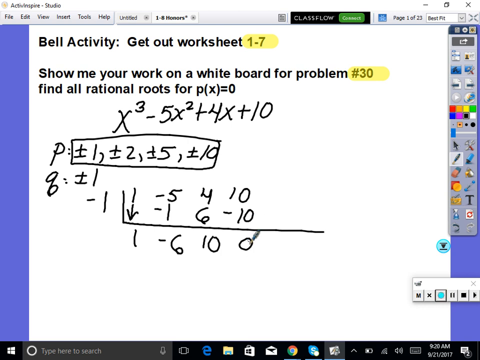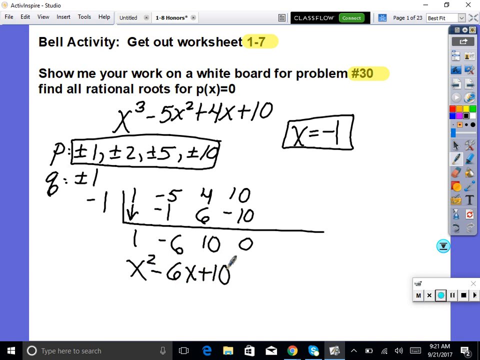Now from here, this is what you should have done. So you should have said, great, x equals negative 1 is a rational solution. But now instead of continuing to test, you should be saying, I now have a quadratic. I took a cubic, divided it by synthetic division, giving me x squared minus 6x plus 10. A lot of you did this. I saw that the back group did this correctly.